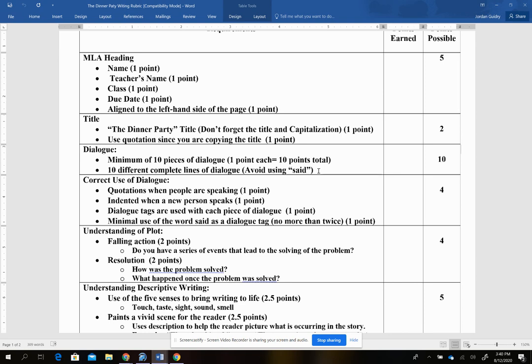Dialogue tags are used with each piece of dialogue. So you don't just have a bunch of lines with people speaking and we don't know who's talking. You have the person who's speaking's name and how they said it. So did they exclaim? Did they yell? Did they scream angrily? Maybe they whispered. Anything along those lines. Then minimum use of the word said in your dialogue tags, no more than twice. So you can only use the word said twice, and that's worth 1 point as well. So think about other words for said: exclaim, boasted, yelled, anything along those lines. 4 points total for this section.